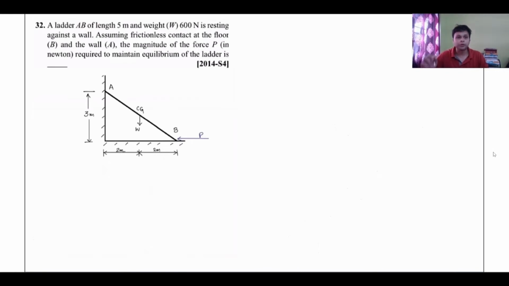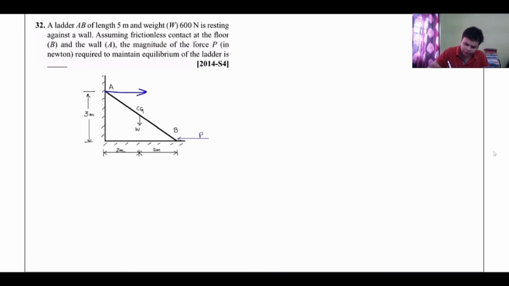Question number 32. A ladder AB of length 5 meter and weight 600 Newton is resting against a wall. Assuming frictionless contact at the floor and the wall, the magnitude of the force P required to maintain equilibrium of the elements. Okay. So let us first try to draw the FBD. Now I am drawing the FBD on the diagram itself. I am not separately drawing the FBD so that it saves a little bit of time.